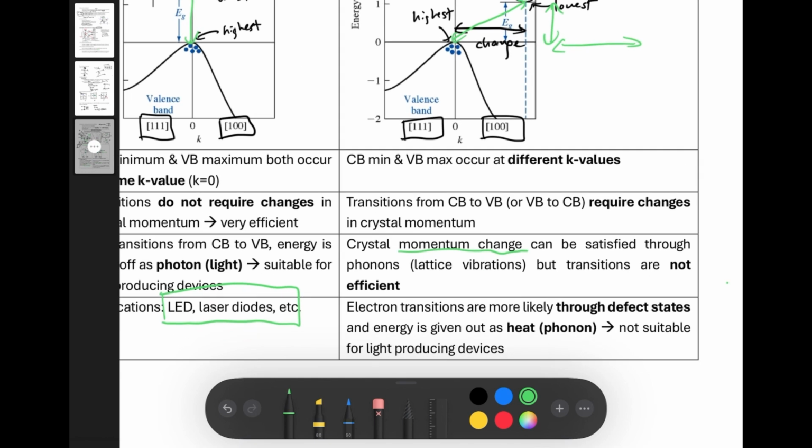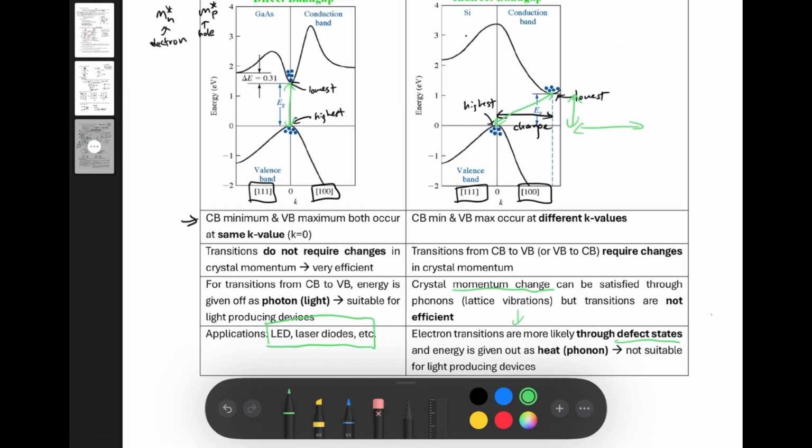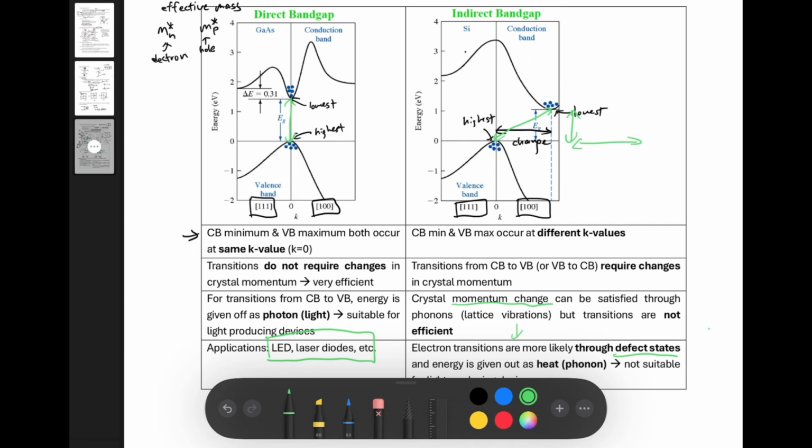Whereas indirect bandgap, because of the difficulty of the momentum change through phonons or lattice vibrations, are more likely to go through defect states. Again, defect states will be explained later. Just remember they are called defect states. So electron transitions are more likely through defect states, and this makes the energy given out as heat, which is just phonon, so it is not very suitable for light producing devices, and it will make it very inefficient. Actually it can still produce photon, but it's so inefficient and so unlikely that it is very impractical as compared to the direct bandgap semiconductor, which is a very efficient way.